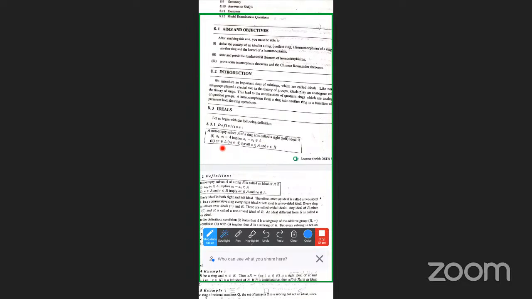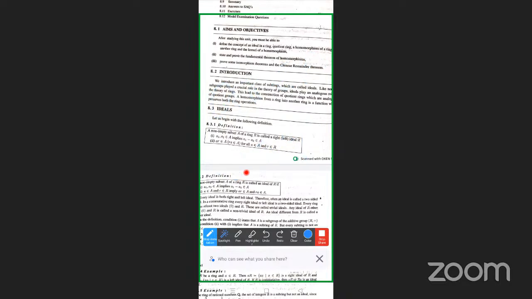Left ideal and right ideal. So a into r belongs to capital A, and r into a belongs to capital A. So this is left ideal and right ideal. If r is on the right side, we say right ideal. If r is on the left side of a, we say left ideal.